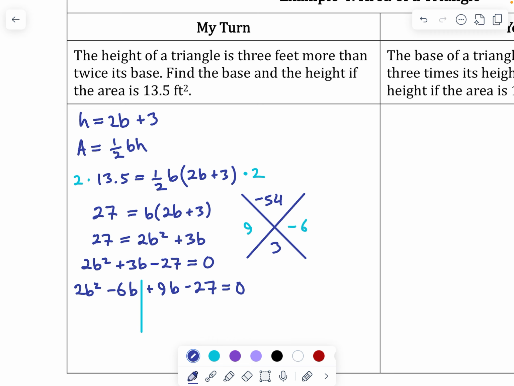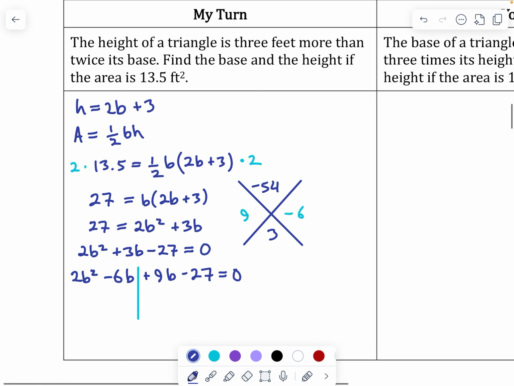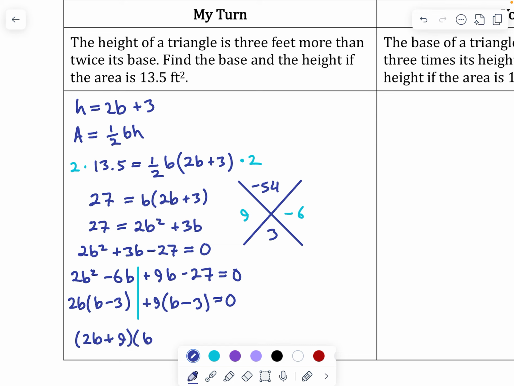The first two terms, we could factor out a 2b, which leaves behind b minus 3. From the second two terms, we can factor out a 9, which leaves behind b minus 3. So this factors to 2b plus 9 and b minus 3 equals 0.